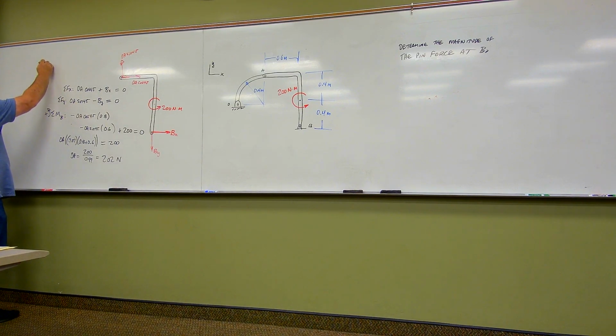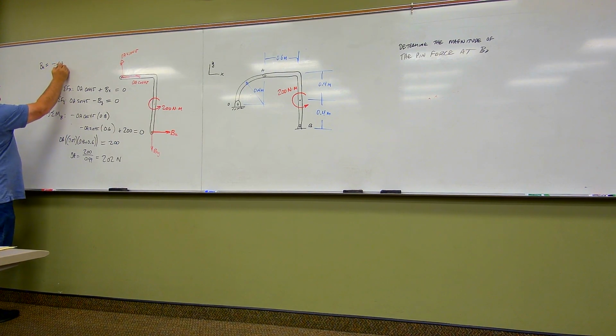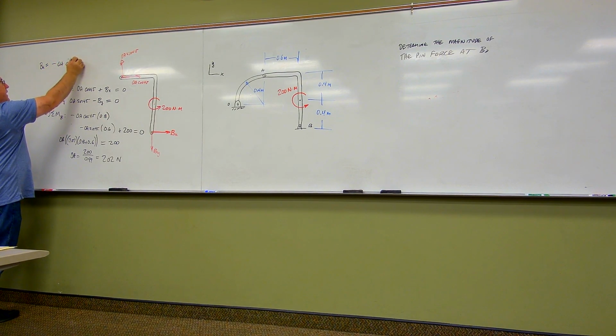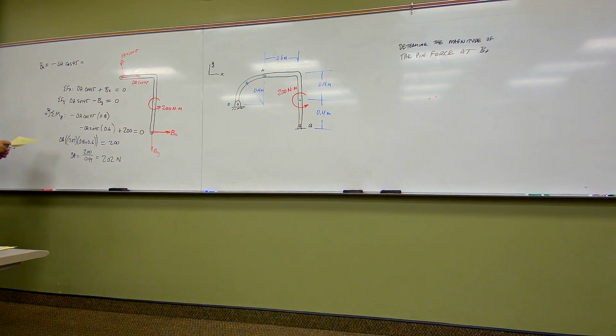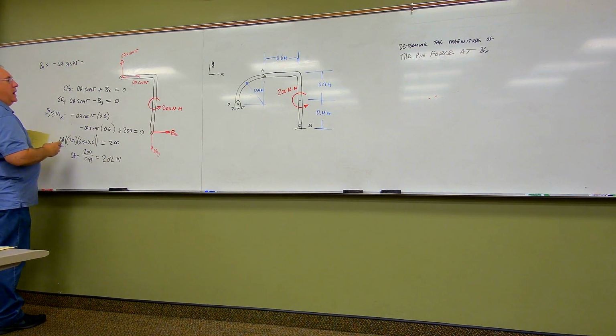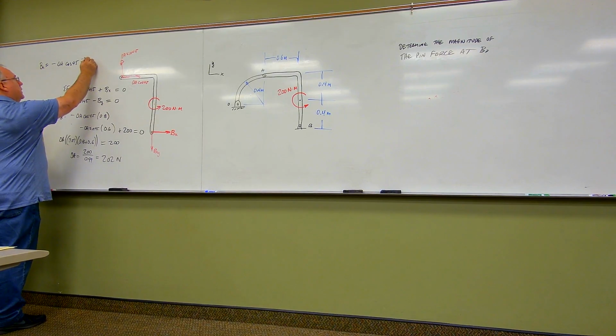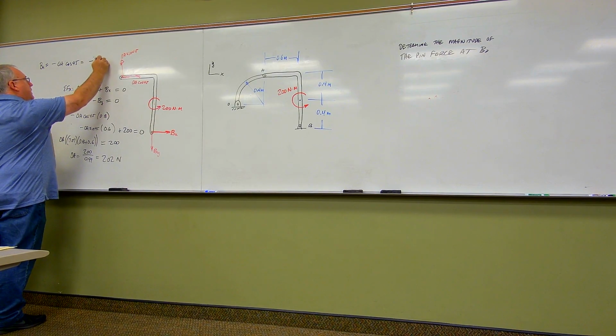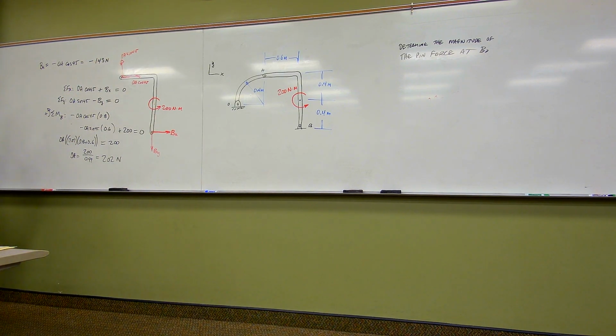So Bx is going to be equal to, according to this equation right here, minus OA cosine 45. If you plug that in and crank that out, you're going to get Bx is equal then to minus 143 newtons. All that means, folks, is we assumed Bx was going that way. In reality, Bx is going to the left.